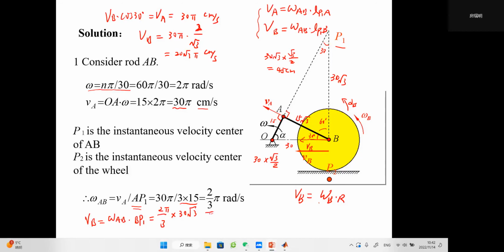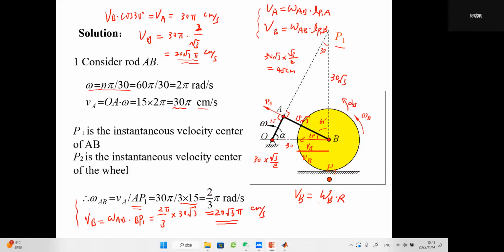So it can finally equal what? Can you guys find the same result? So actually here we use the velocity projection method to find the magnitude of AB. Here we use P1 as the instantaneous velocity center of AB. So we can find this, right?